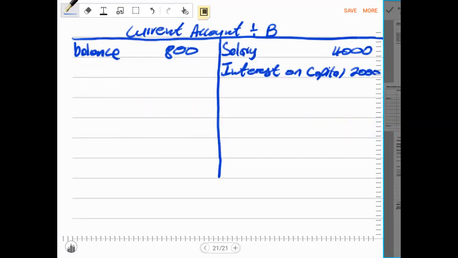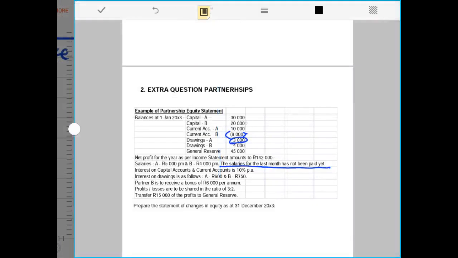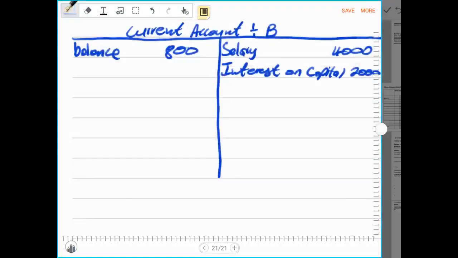Remember, we said 20,000 rands times by 10%, and it gave us 2,000 rands. Then after, we have to record the interest on capital, 2,000.